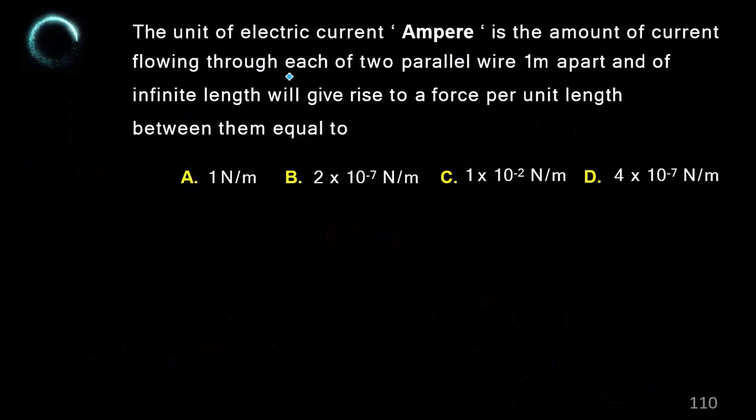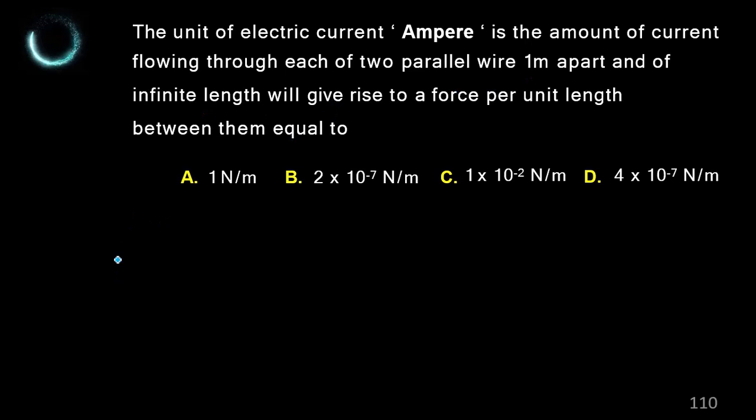Amount of current flowing through each of the two parallel wires of 1 meter apart and infinite length.